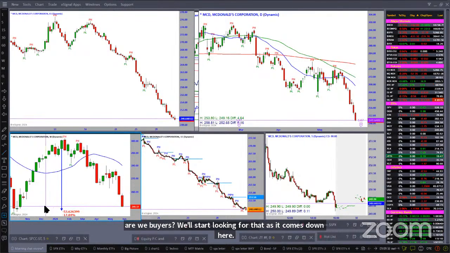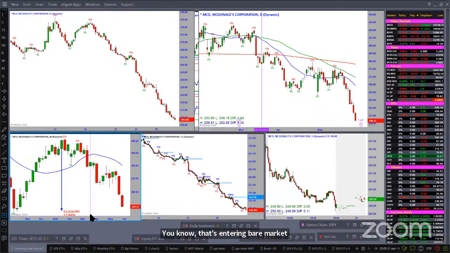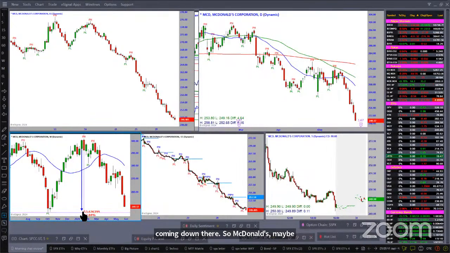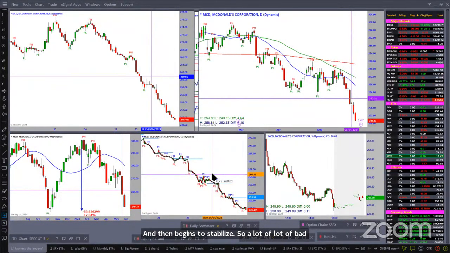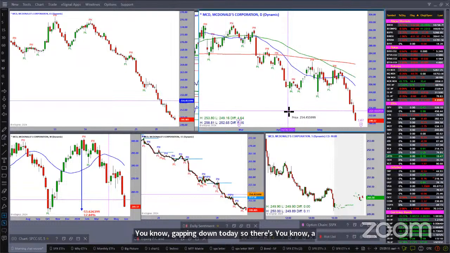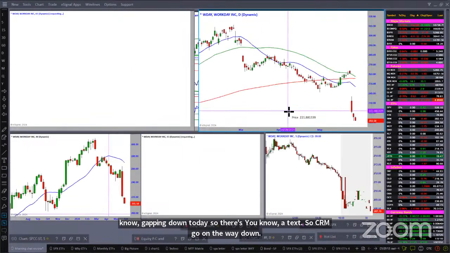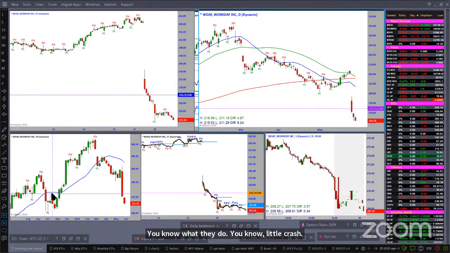That's entering bear market territory, right? 20% coming down there. So McDonald's, maybe it breaks that low and then begins to stabilize. So a lot of bad stuff going on. CRM gapping down today, a tech stock. So CRM going on the way down. You know what they do. Workday, little crash starting there, coming down to support.